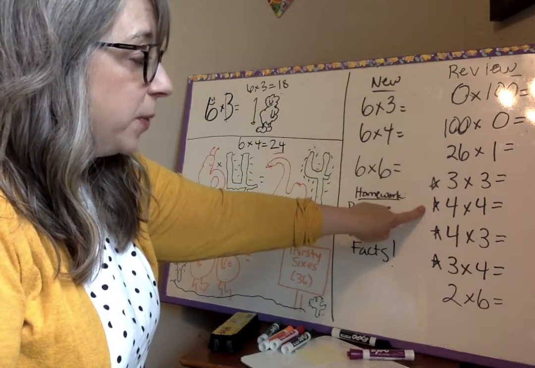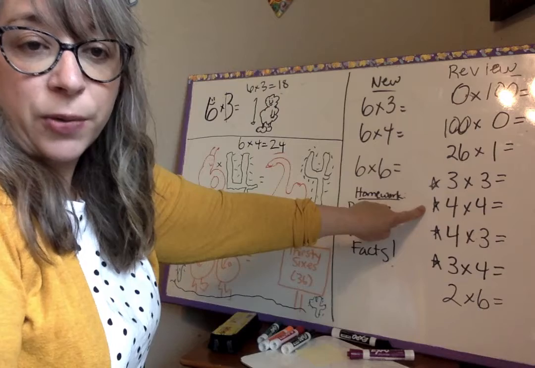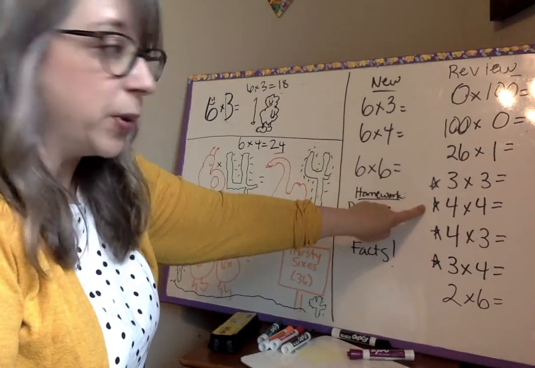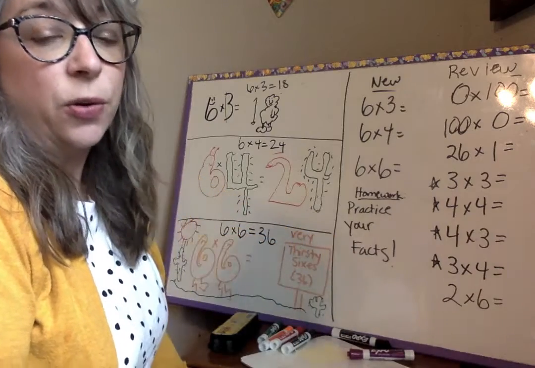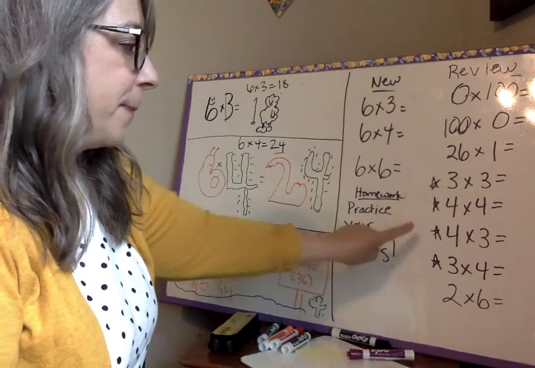Our 4x4, remember Bart was driving his 4x4 truck, and you have to be 16 to drive. So 4 times 4 is 16.